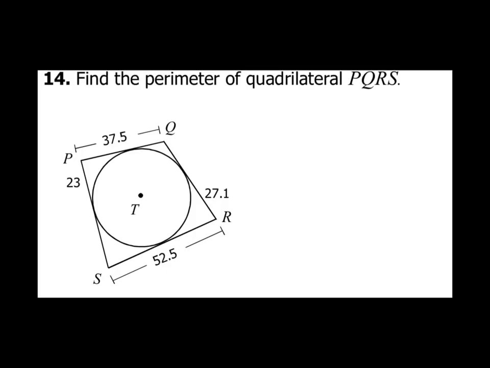The good news is we're very close to being done with our problems. So I take a look here, and they're asking us to find the perimeter of the quadrilateral PQRS. So that's this quadrilateral right here.